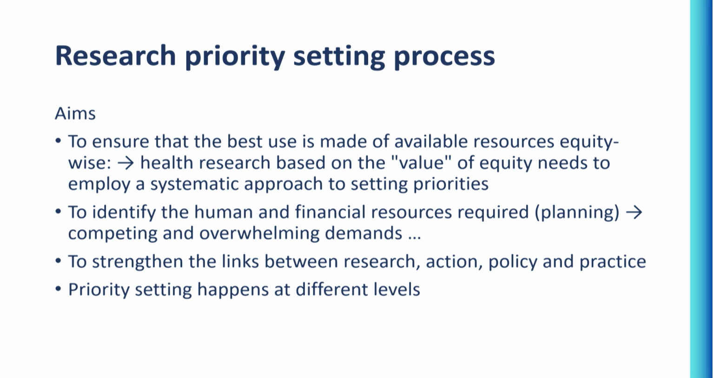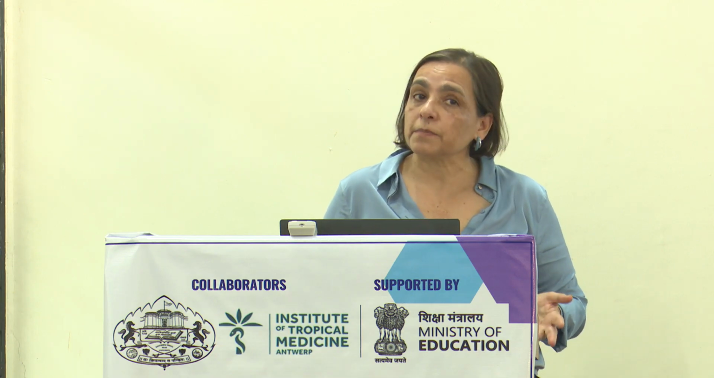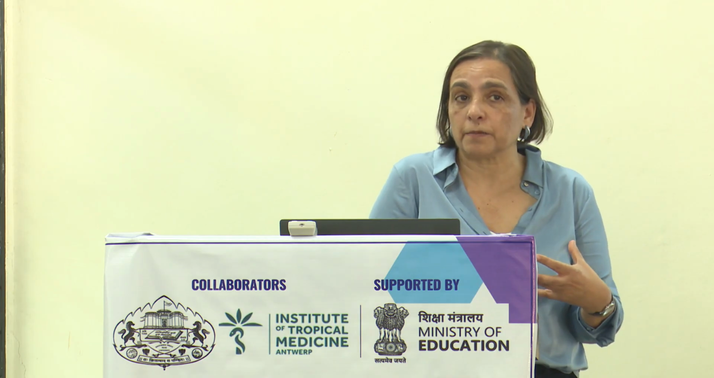So you have to think about identifying human and financial resources required, planning, amidst competing and overwhelming demands. The other aim is to strengthen the links between research, action, policy, and practice. And this priority setting really happens at different levels. It happens at a global level, it happens at a national level. Sometimes it happens within a specific discipline or within a specific institution.